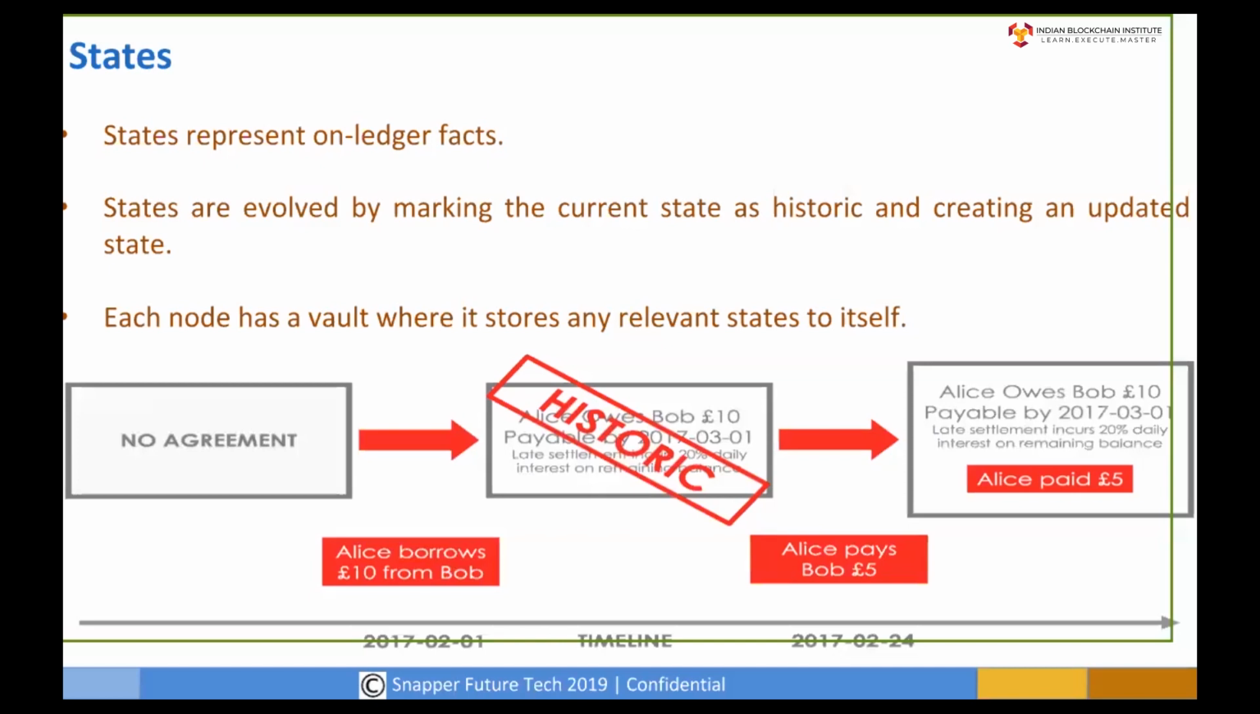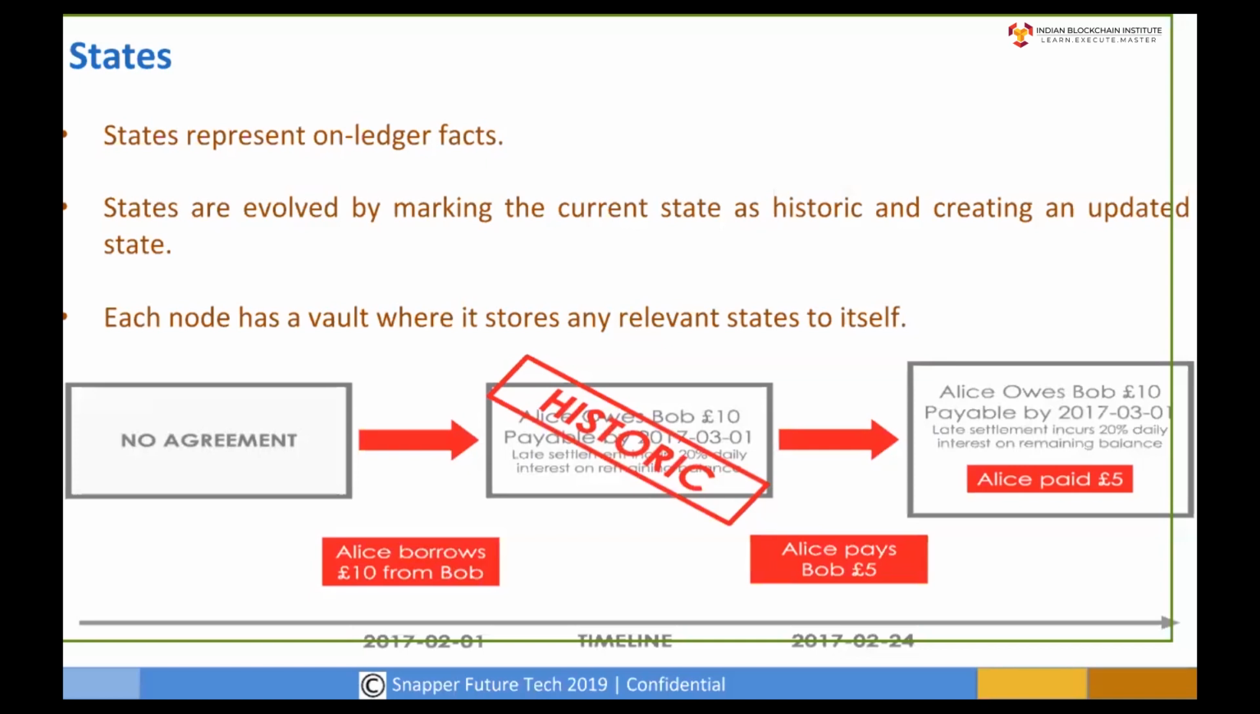Okay, so each node has a vault. It's something called a vault, where all the transactions are stored. Each node has a vault where it stores any relevant states to itself. So the vault stores the states of the transaction.